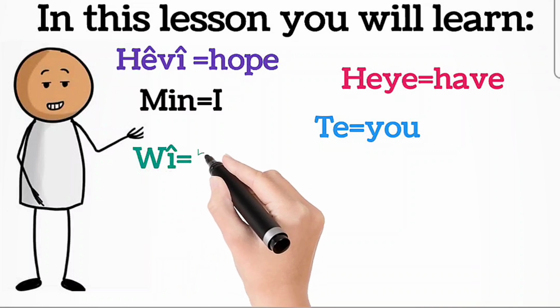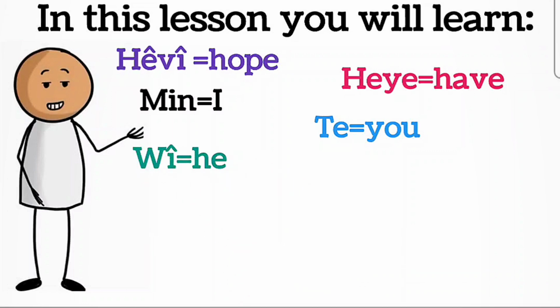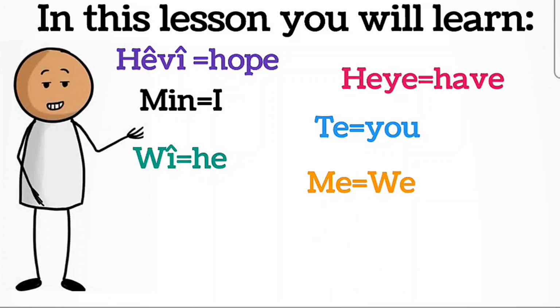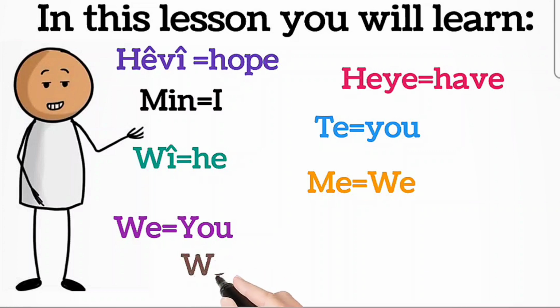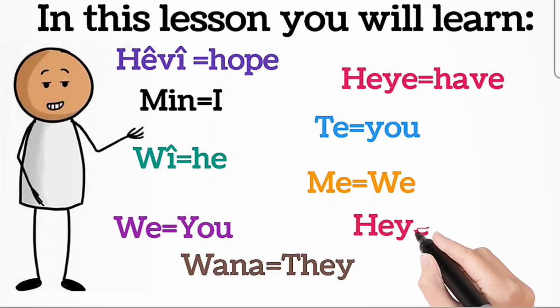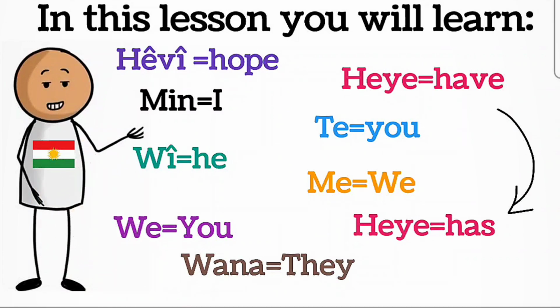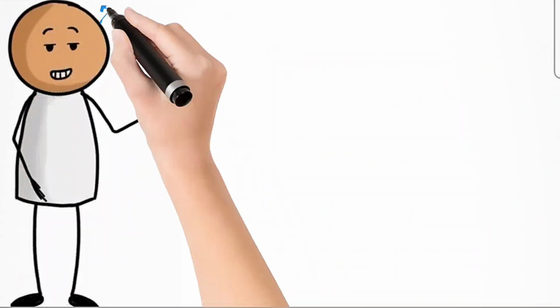And in Kurdish, let's look at this word, we. In English, he. In Kurdish, wî. In English, we. Now let's turn to Kurdish, wa. That means in English, you. Vana. In Kurdish, in English, they. Haya. There are two options for haya, have and has.